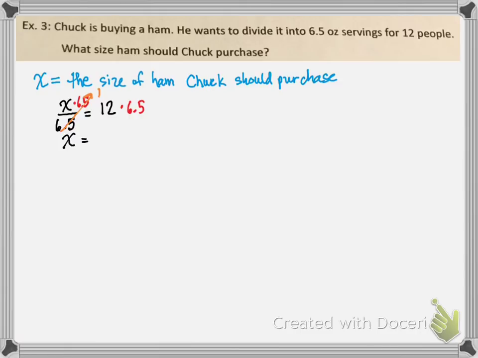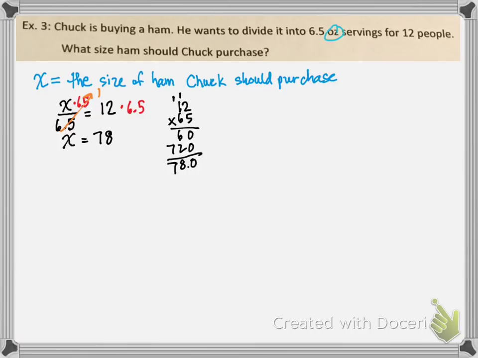Now over here, I'm going to have to do some math. So I'm going to just multiply 12 and 65, ignoring that there was a decimal point. So 10, 6, placeholder, 12, 6 and 1 is 7, add up. And then with 1 digit after the decimal point. So what I get is 78. So the size of the ham that Chuck should purchase would be 78, and the only label that we have to use for the measurement would be ounces.